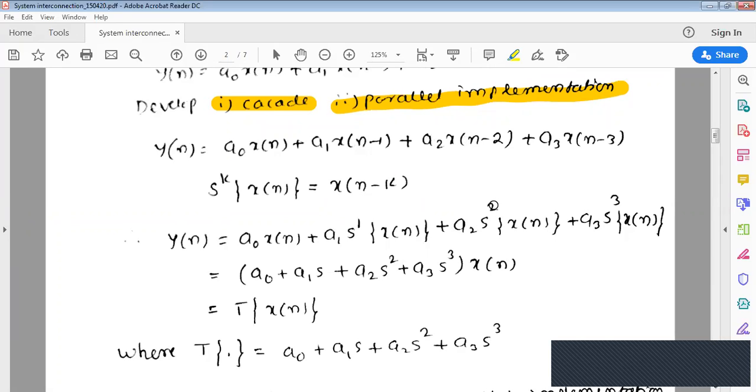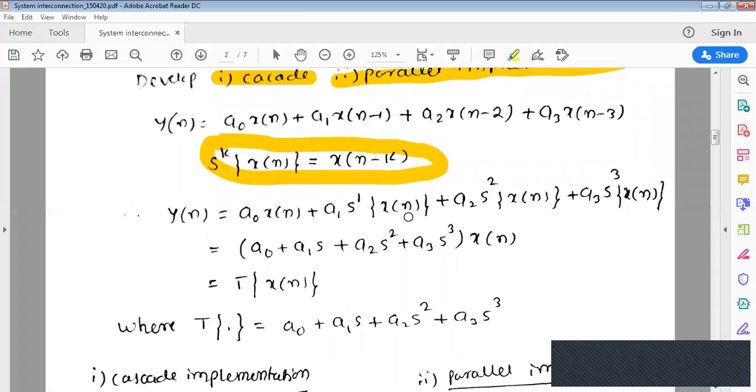That's why I'm writing s power 2 into x of n. Similarly, this will become a3, and this will become s power 3 x of n. Is it clear to you? I simply use this equation. Wherever x of n minus k is there, replace it by s power k into x of n. That's what I'm doing. If k becomes 1, I'll replace it by x of n minus 1. If it is 2, then I'll replace it by s power 2 into x of n. That's what I'm doing.